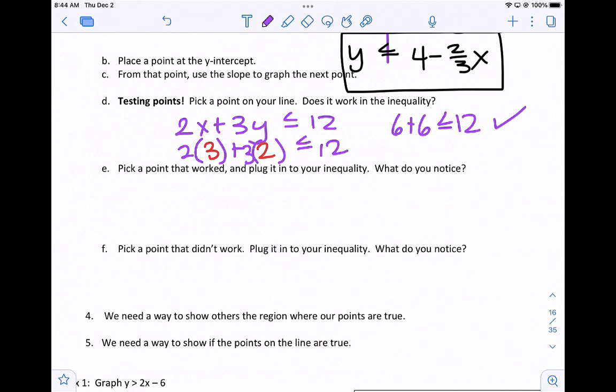Okay, so then it says pick a point that worked and plug it in your inequality. What do you notice? And again, we already picked one that worked in our inequality, and we can see that, okay, it's true. If the point works, it's true in the inequality.